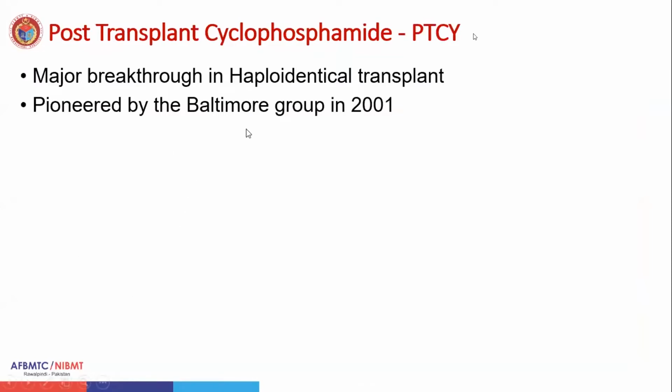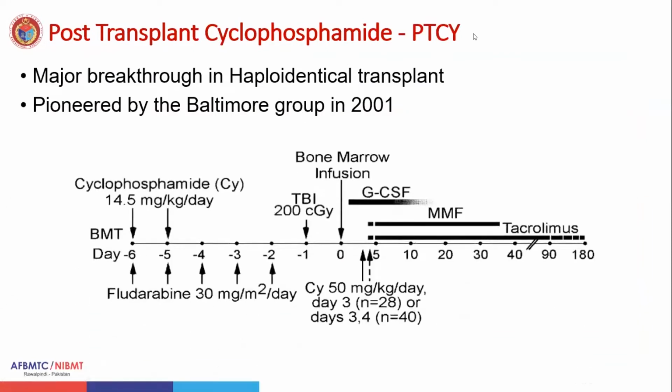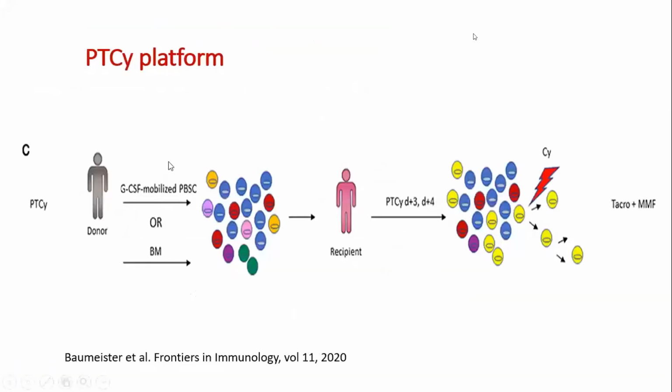So the major breakthrough in haploidentical transplant came with the discovery of post-transplant cyclophosphamide. This was pioneered by the Baltimore group at Johns Hopkins in the year 2001. And what this particular platform involves is the use of cyclophosphamide, which is given after the infusion of stem cells. So here we can see it in more detail. Bone marrow or bone marrow plus PBSC or PBSC alone can be used as a graft source. The T cell replete graft is infused into the recipient after conditioning, and this is followed by post-transplant cyclophosphamide, which is given on day +3 and +4.